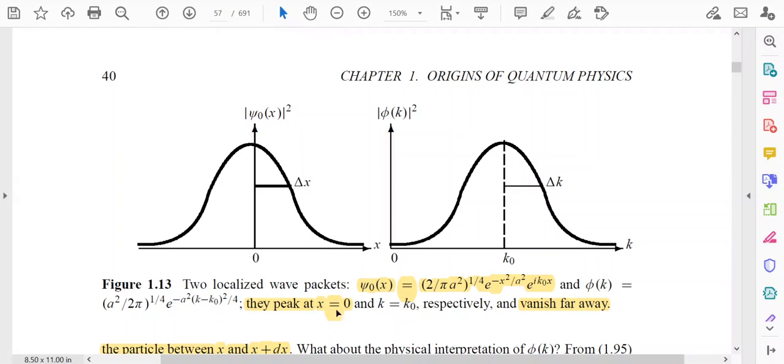So psi0x peaks at x is equal to 0 and phi k peaks at k is equal to k0 respectively, and vanish far away from this position, that is x is equal to 0 or k is equal to k0. So these are the graphical representations for the wave packets.